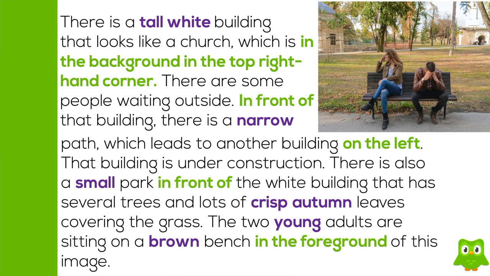So as you can see from my example, I described this image from far to near. And I used lots of different adjectives. They are the words in purple. We have tall, white, narrow, small, crisp, autumn, young, brown. And I used lots of adverbials of place, which are in prepositional phrases. So these are the ones in green: in the background, in the top right-hand corner, in front of, on the left, and in the foreground.